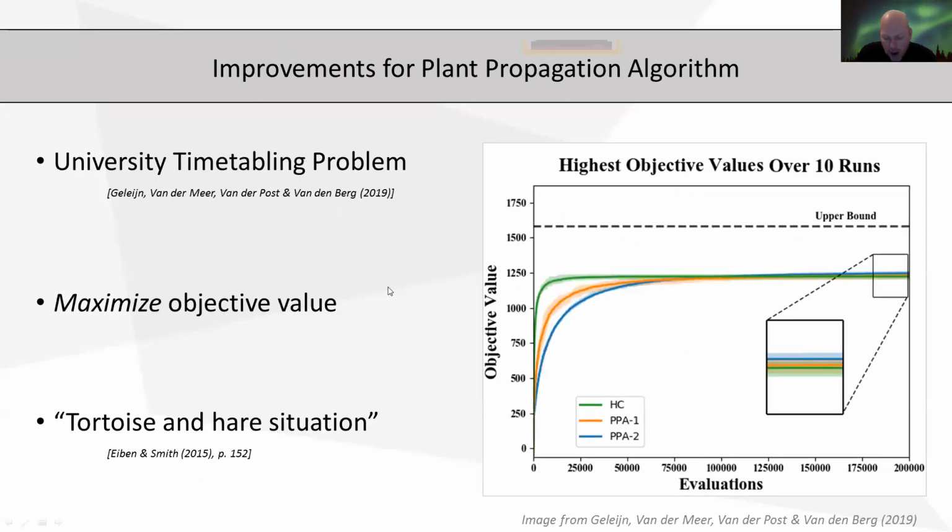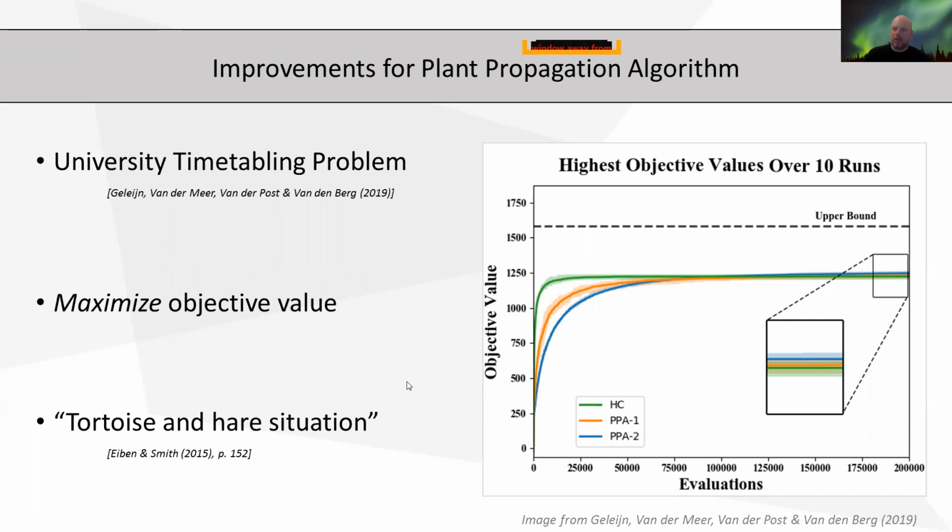So how come that the plant propagation algorithm is actually outperformed by the HillClimber? I have just one explanation, and it comes from a different paper, a paper by Gelijn, van der Meer, van de Post, de Berg. It's about the university timetabling problem. In the university timetabling problem, also a HillClimber was used, in 2 different versions of plant propagation. And it really took a long time to see that plant propagation actually outperforms the HillClimber as expected, but only after a very, very long time. Yes, because it produces so much offspring.